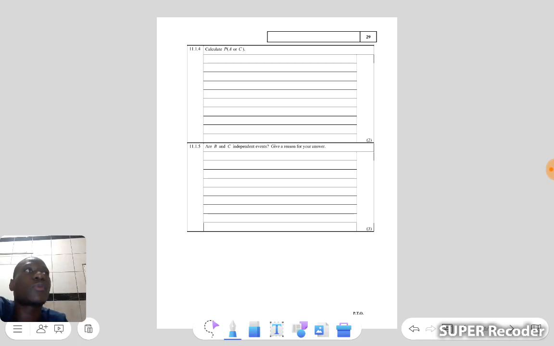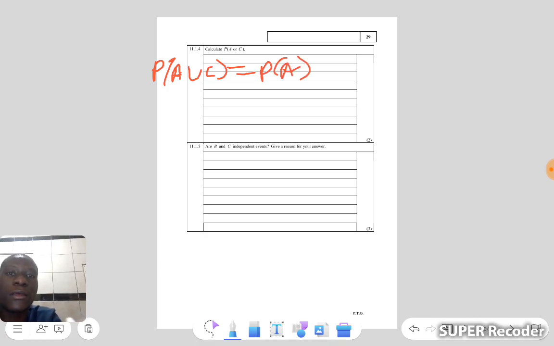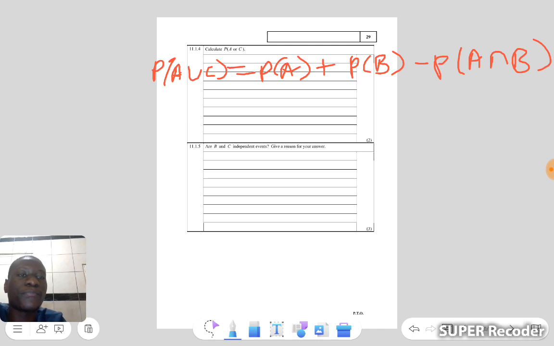Okay, so here, 11.1.4, it is the calculation. We have to calculate the probability of A or B. There is an equation to calculate this. It goes as this: probability of A, this is the sign for OR, equals probability of A plus probability of B. Why are we using plus? Because it's just OR, so we use plus. Minus, what are we minusing this with? Probability of A and probability of B, right?